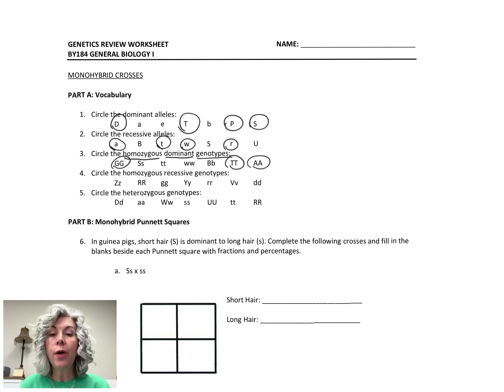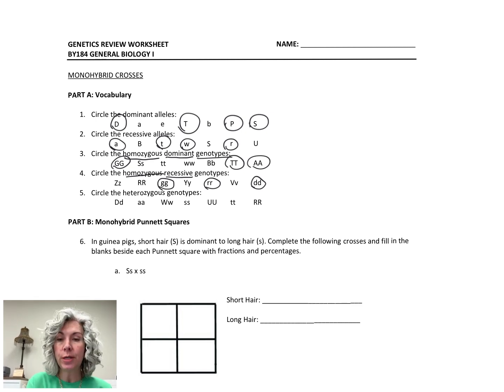Number 4, circle the homozygous recessive genotypes. There's our word homozygous again, which means the same. Recessive now means that the trait will be hidden or overshadowed by a dominant trait. So remember, recessive is our lowercase letters. So we're looking for 2 lowercase. Here's 2 little g's. Here's 2 little r's. And here's 2 lowercase d's. There's our homozygous recessive genotypes.